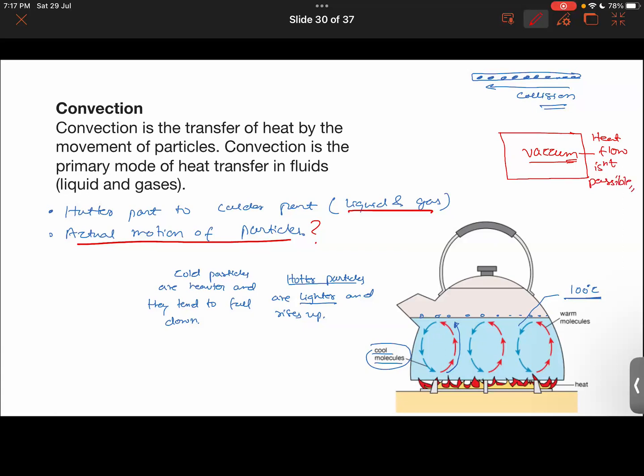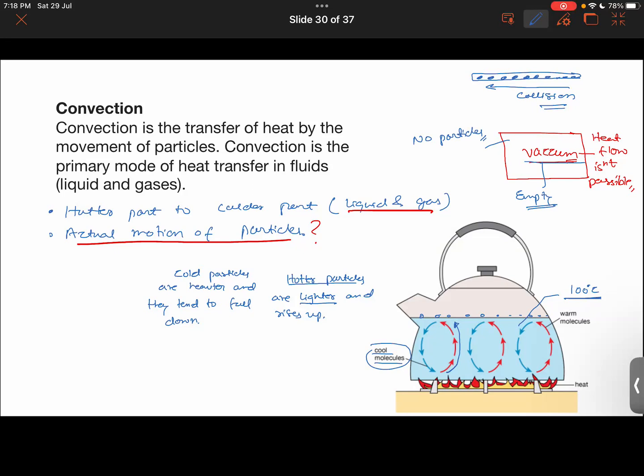My question is, why is heat flow not possible in vacuum, where there are no particles, just empty space? No, air is not there. In a vacuum there is no air, it is simply empty, nothing in it. The basic reason is that there are no particles in vacuum, right?